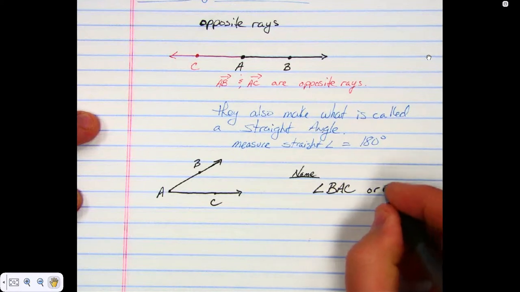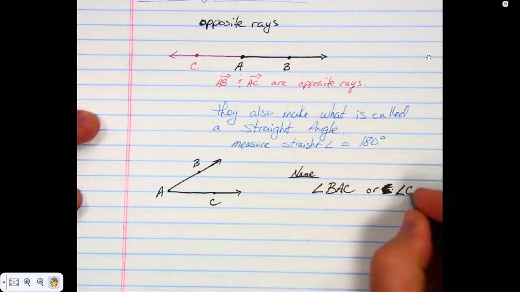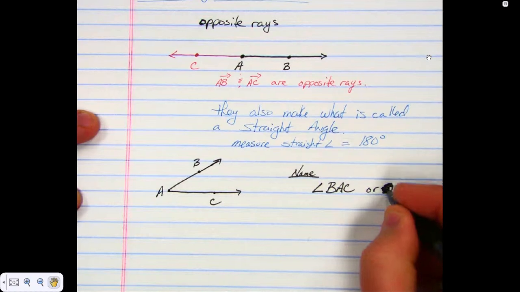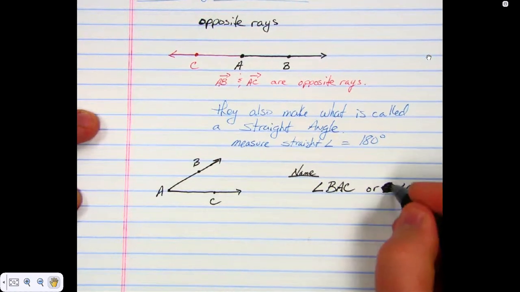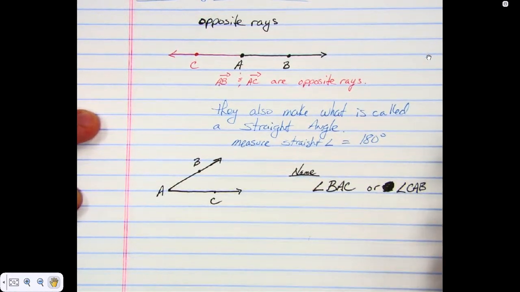Can anybody think of another way that you could name it that would also be okay? CAB. What did I forget? Angle CAB. You have to write that angle, because if not, I'm thinking you're talking about a plane. Oh, sorry. So make sure you write the angle.